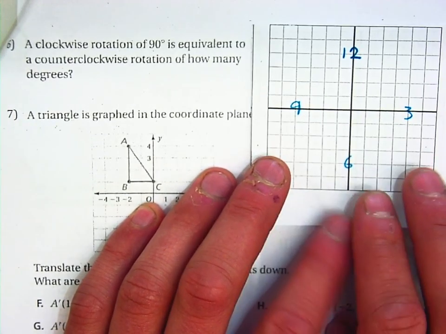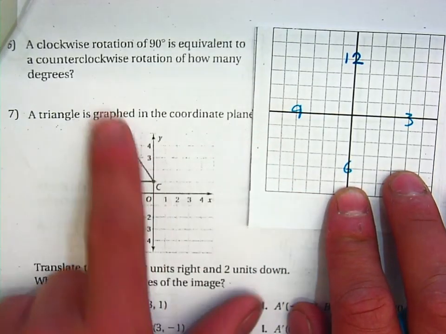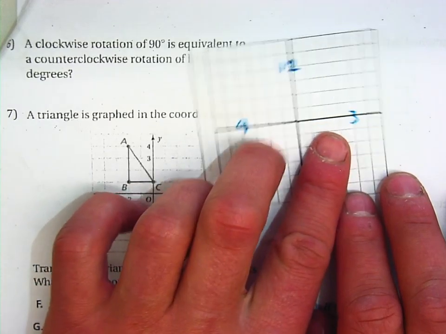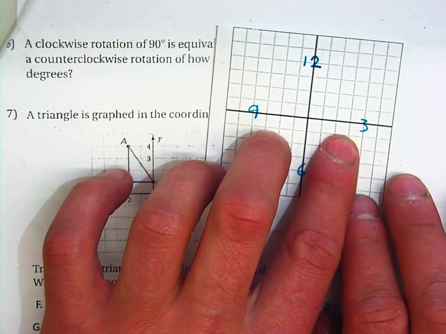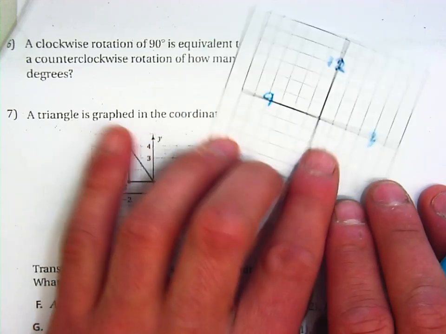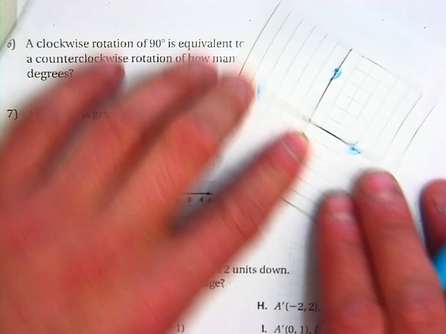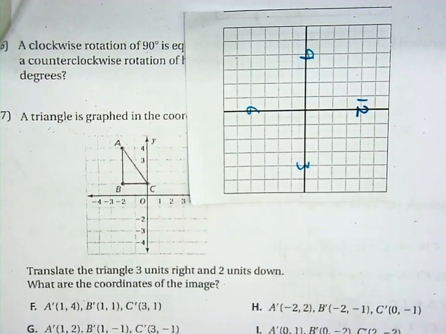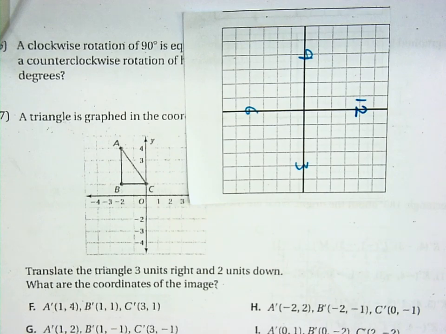So given this little visual, I expect that you'll be able to answer this question. It seems like 90 degrees clockwise looks like this, and it seems like 270 degrees looks like this. All right, there is number 6 for you.